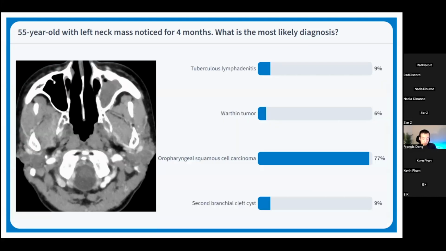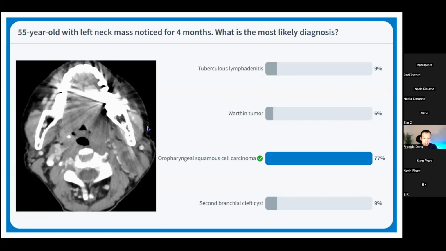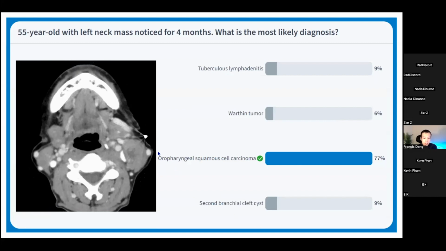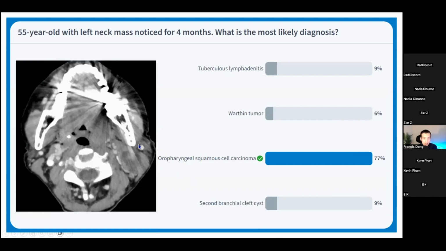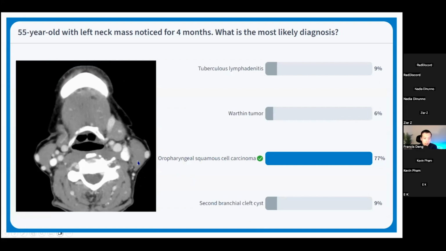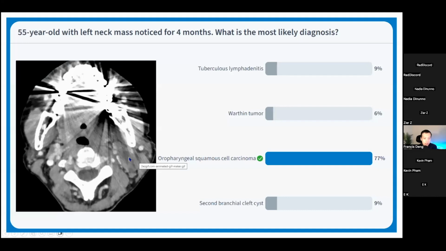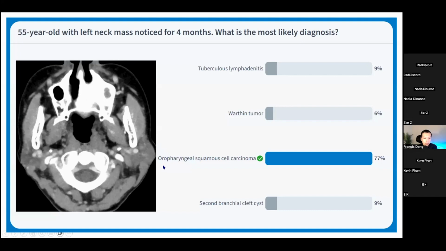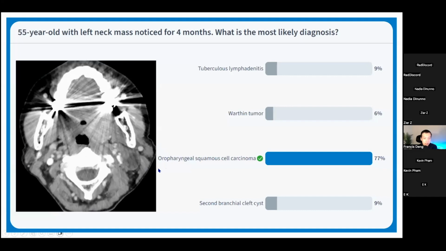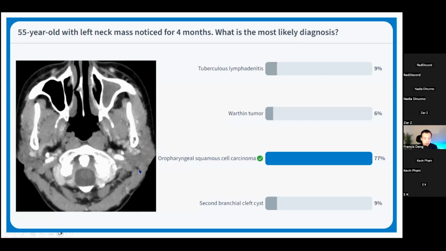All right, the majority of you got the right answer, which is oropharyngeal squamous cell carcinoma. What we want to see is that this left neck mass, which is indicated by the skin surface marker, is a kind of necrotic appearing cluster of multiple nodes at left level 2, extending to level 3 a little bit. When we see that in an older individual, the first thing we're going to think about is squamous cell carcinoma that is metastatic to the jugular chain lymph nodes.